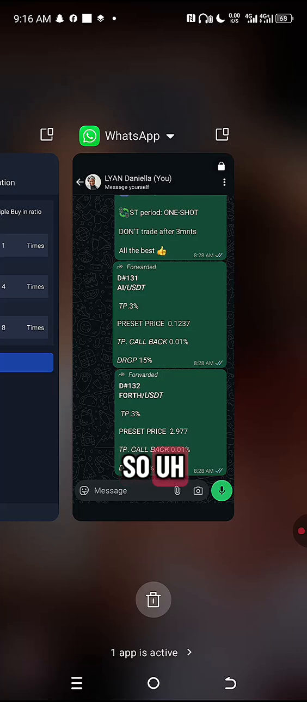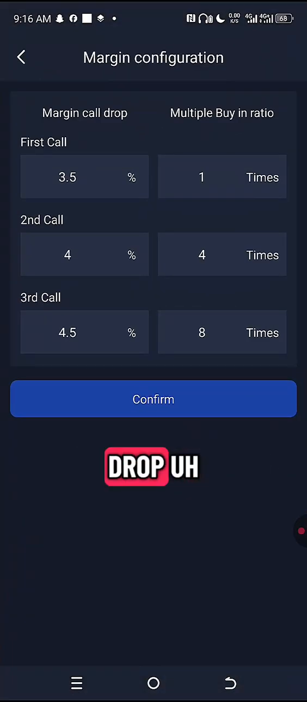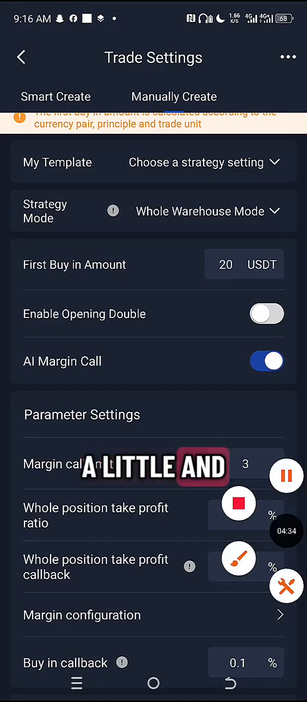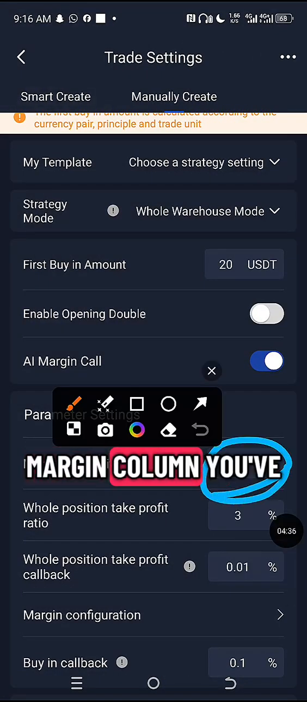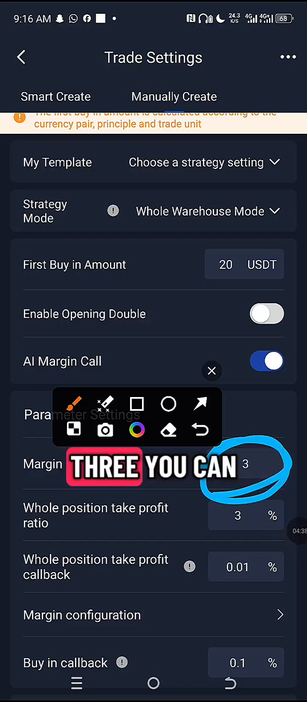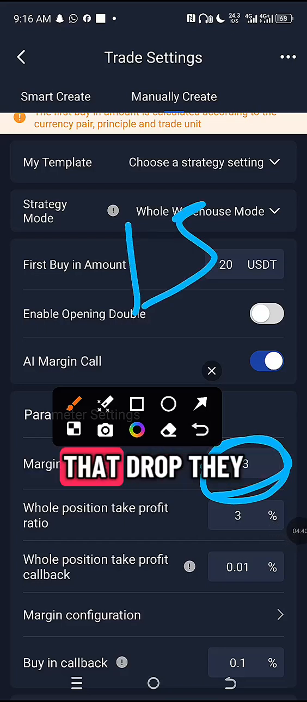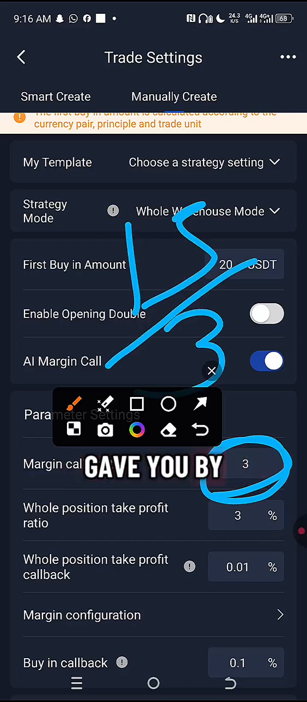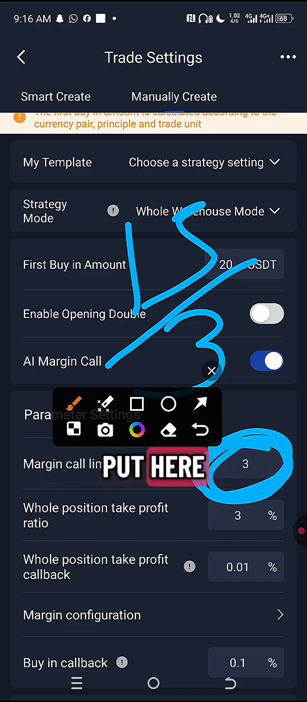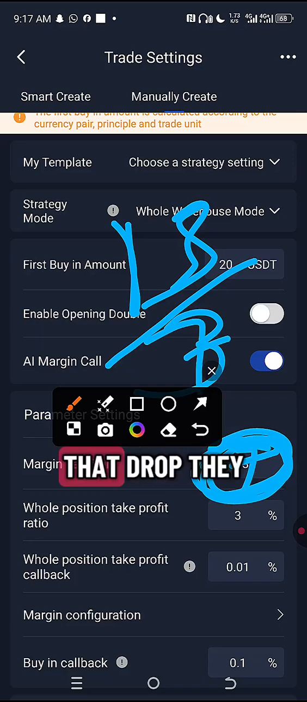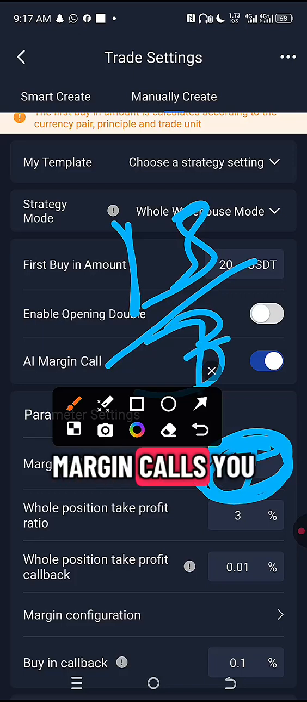So the easiest way to calculate that drop, you go back a little and then see the margin call limit you've put here. If it is 3, you divide the 15 drop they gave you by the number of margin calls you've put here. For example, if you put 7 here, it is going to be 15 by 7. So it is the drop they gave you by the number of margin calls you want to use personally. So me, I put 3.